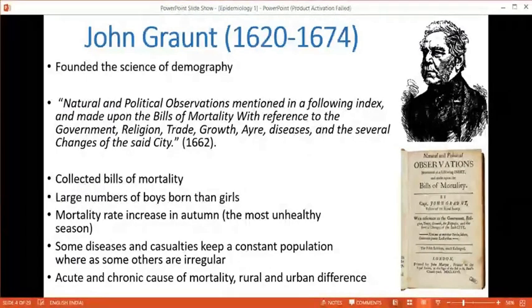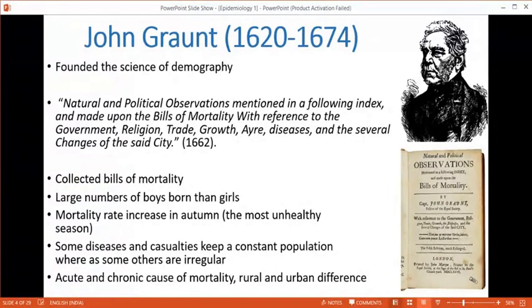In that book, he collected all the details of the deaths, and along with that, he also collected the births. From his book, the salient points found were that a large number of boys were born than girls, and the mortality rate was actually higher in autumn. Autumn is the season when you can have flu-like symptoms, so influenza was more common and the death rates were higher.